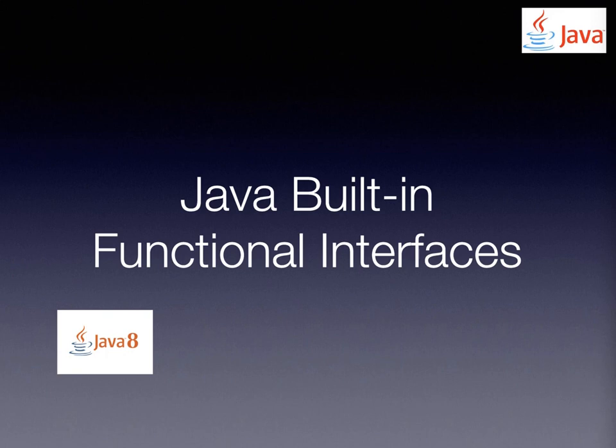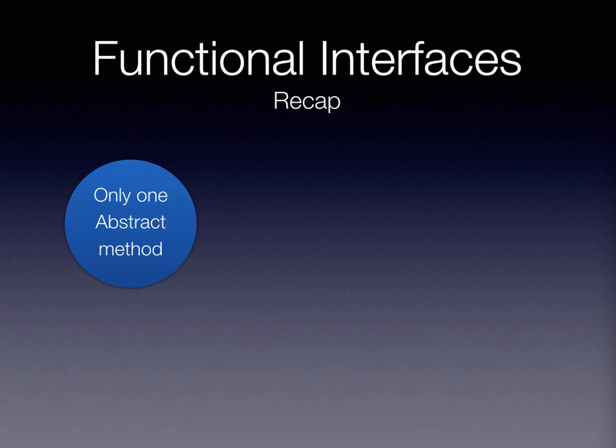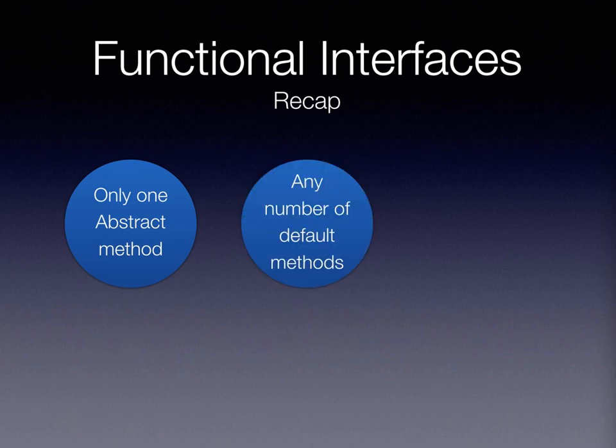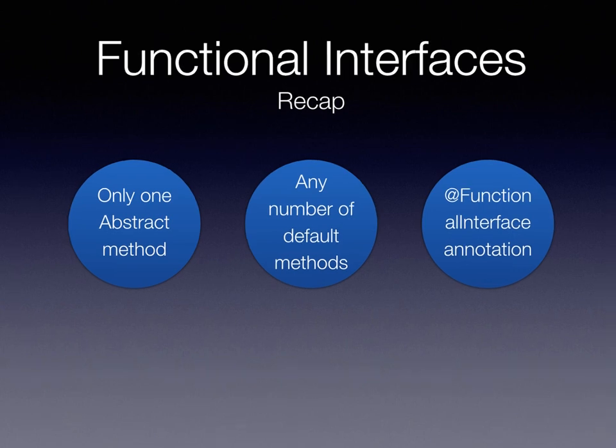programming capabilities such as working with lambdas and method references. The following are some of the rules of the functional interfaces. They can have only one abstract method, any number of default methods, and they can have the functional interface annotation. The advantage of using this annotation is that if any of the functional interface's rules are broken, whenever you are writing a new functional interface, you will get a warning at compile time.